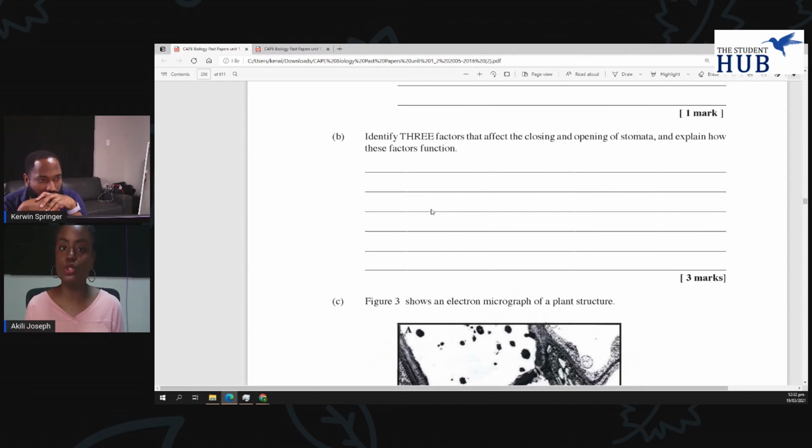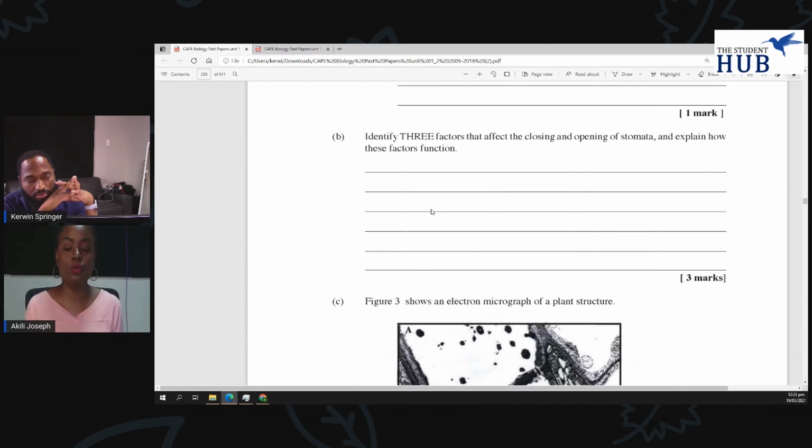The converse of that is also true. If you have low humidity, that means the air around the plant is rather dry, then you would find that the water vapor that's in the plant will diffuse out of it at a faster rate. And if the plant is starting to lose water too quickly, it's going to protect itself by closing the stomata. So again, you just identify a factor and you give your explanation. And then I'll suggest a 3rd factor just for completeness.